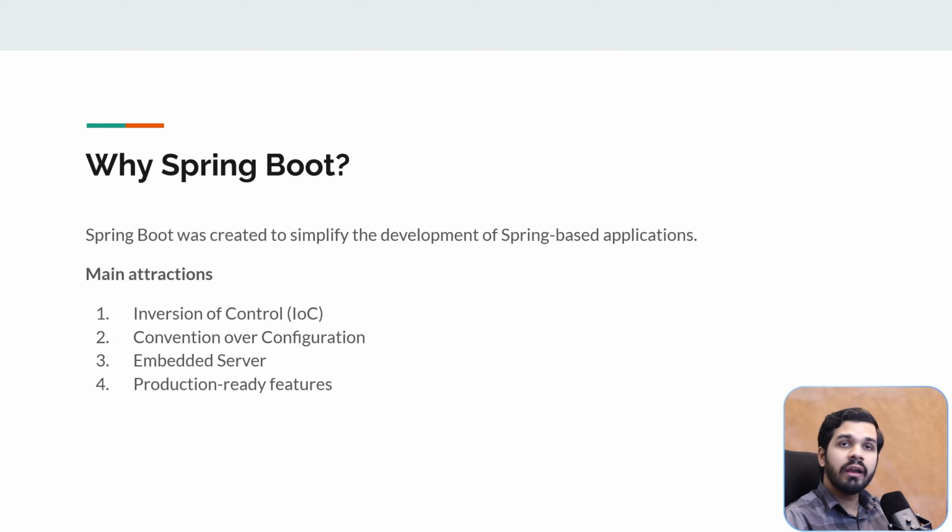Now let us see, why do we need Spring Boot? So the Spring Boot framework, which consists of Spring framework, has a lot of nice features. I have added 4 main attractions here. This is not all. There are many attractions, many cool features, but these are the most important features when you consider the Spring Boot framework. We will be going through each of these features in detail. So let us first get started with the inversion of control, or IOC.